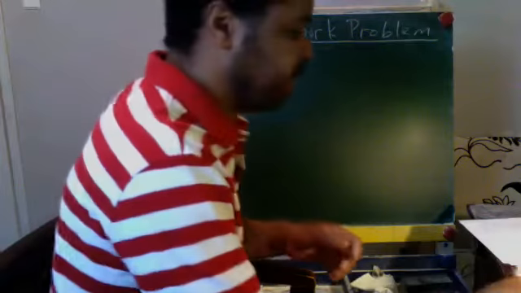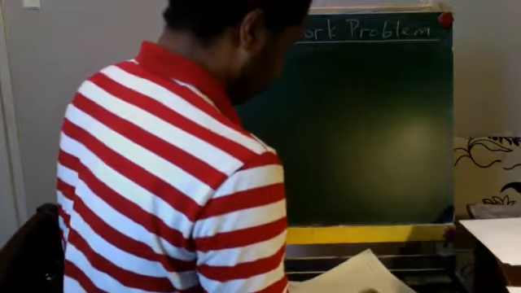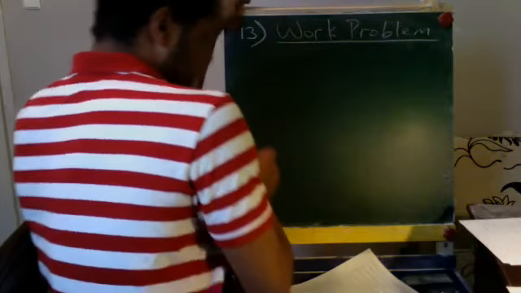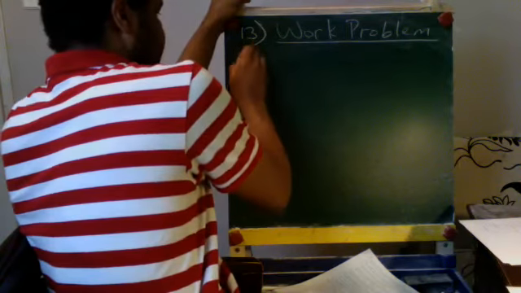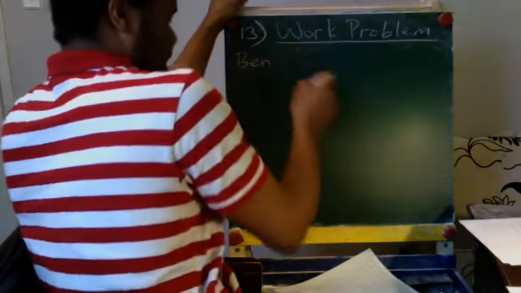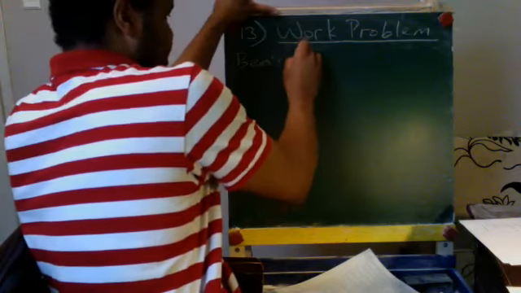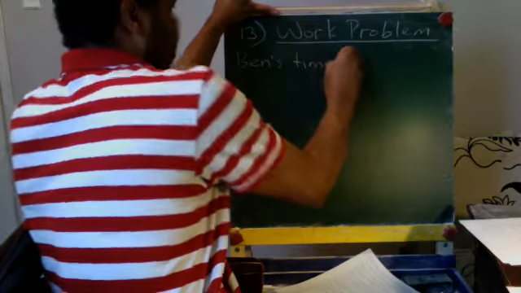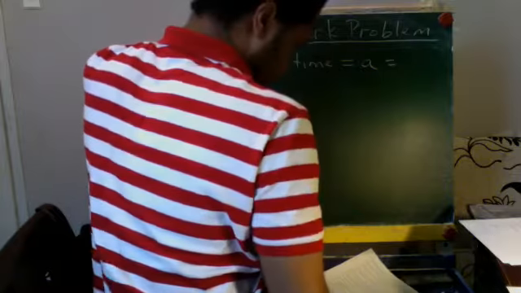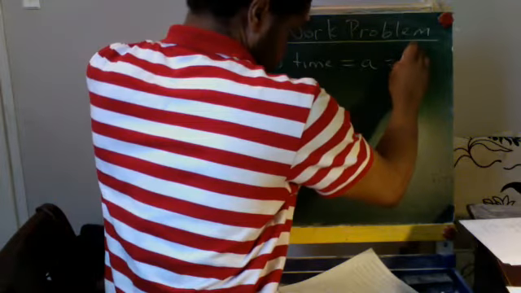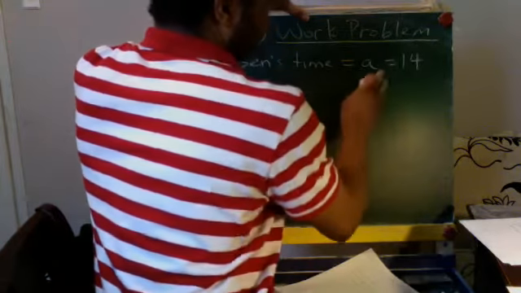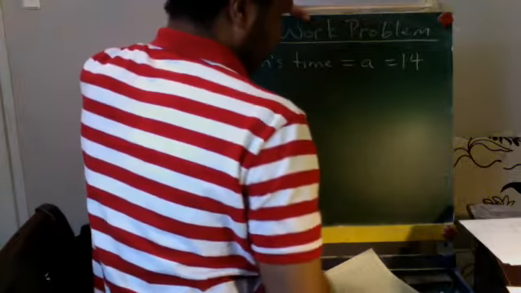All right, so 13 is another work problem. We have Ben can paint the room in 14 hours. So Ben's time is equal to A, which is equal to 14. So Ben can paint a room in 14 hours.